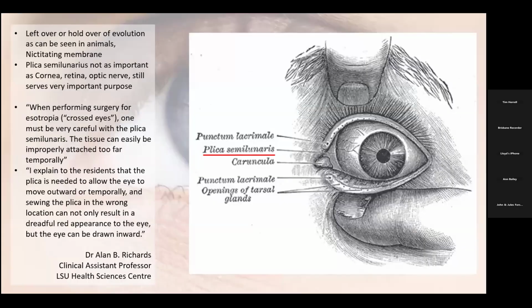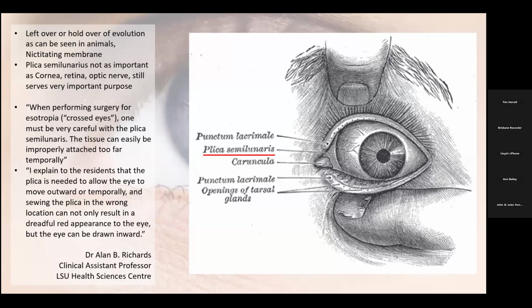Okay, so as we said before, there's the plica semilunaris. It's a little bit hard to see, but you've got that red part, and then there's a little part that's probably a little bit exposed, because I was looking at my wife's eye this morning and I couldn't really see the plica, I'll be honest.